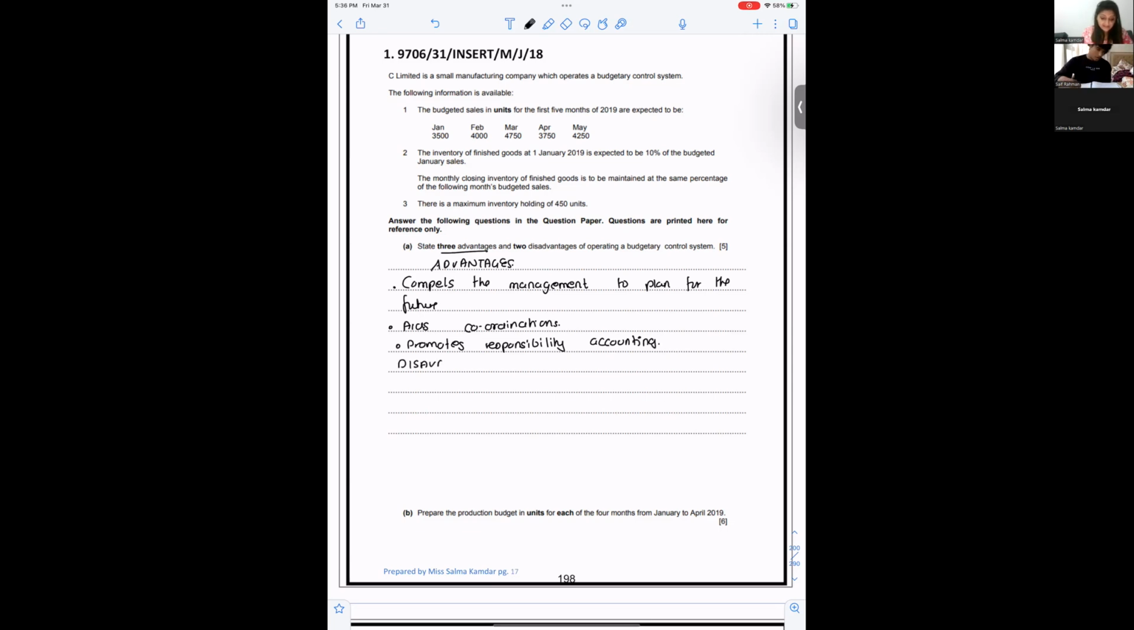What are the disadvantages? It is time consuming, and it may be upset by unexpected events like a natural disaster. Not all staff may accept the budget, and it limits innovation. Very good. It limits innovation.